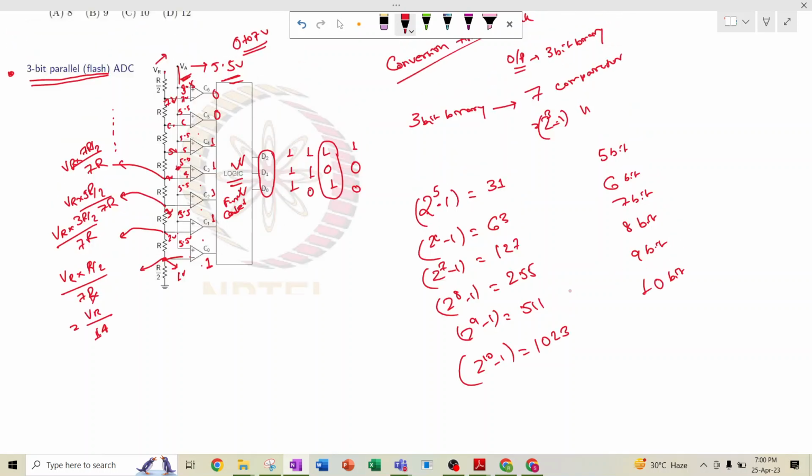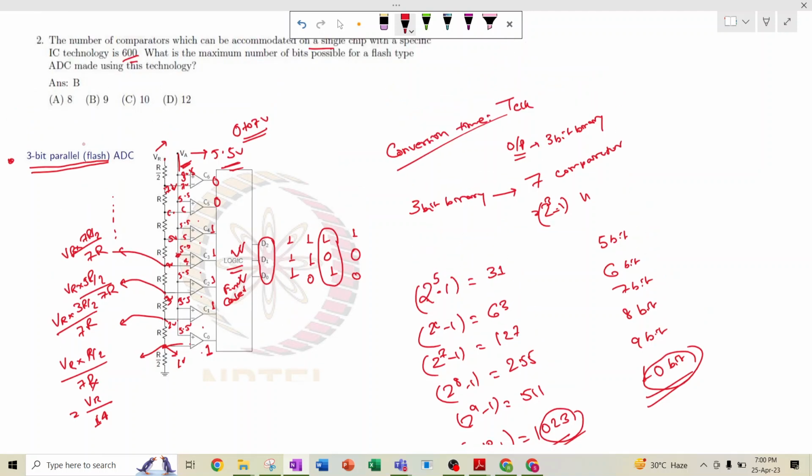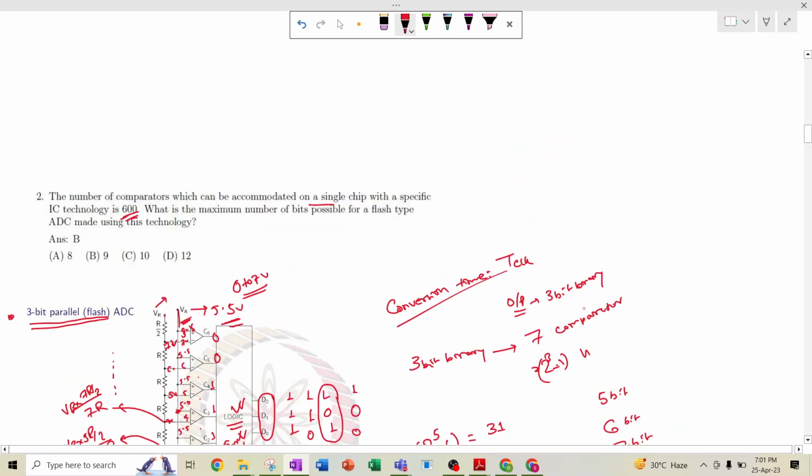That means to get a 10-bit proper digital binary output, we need at least 1023 comparators, but here we can only accommodate 600 comparators, so 10 bit is not possible. For a 9-bit binary digital output, we need at least 511 comparators, and here we can use 600. So among the 600 comparators, we can use 511 to get the 9-bit output. So the correct answer will be option B, that is 9.